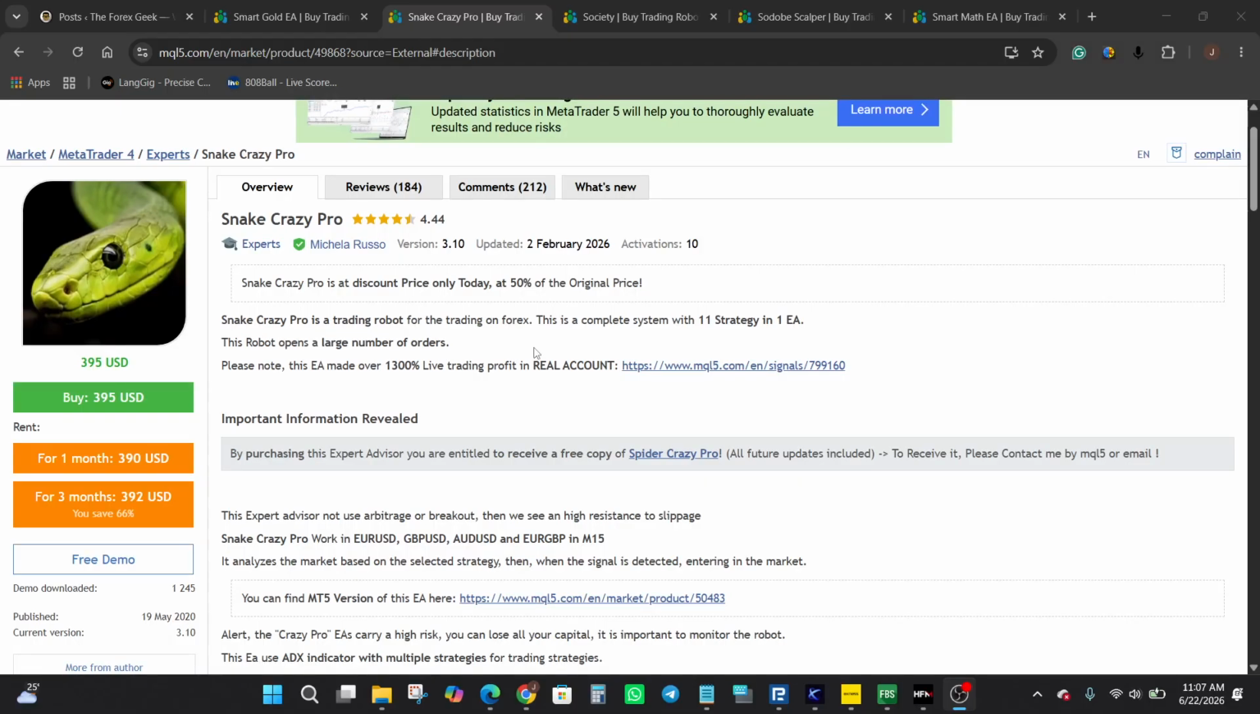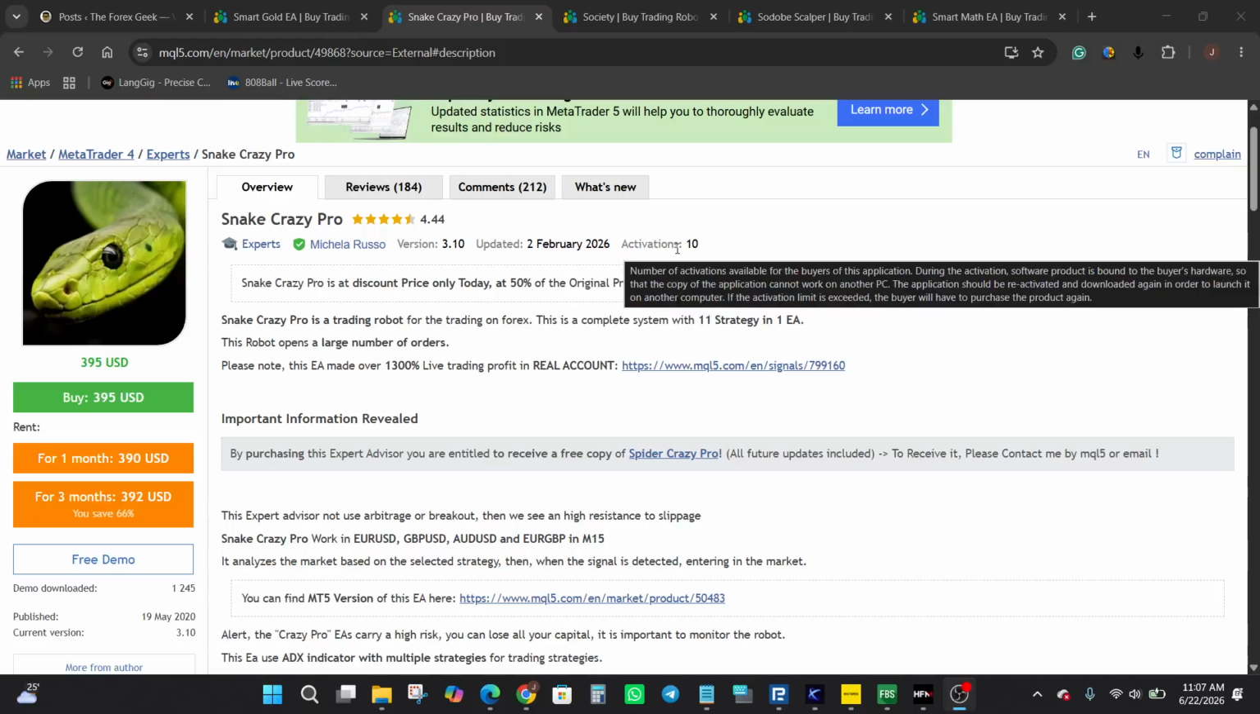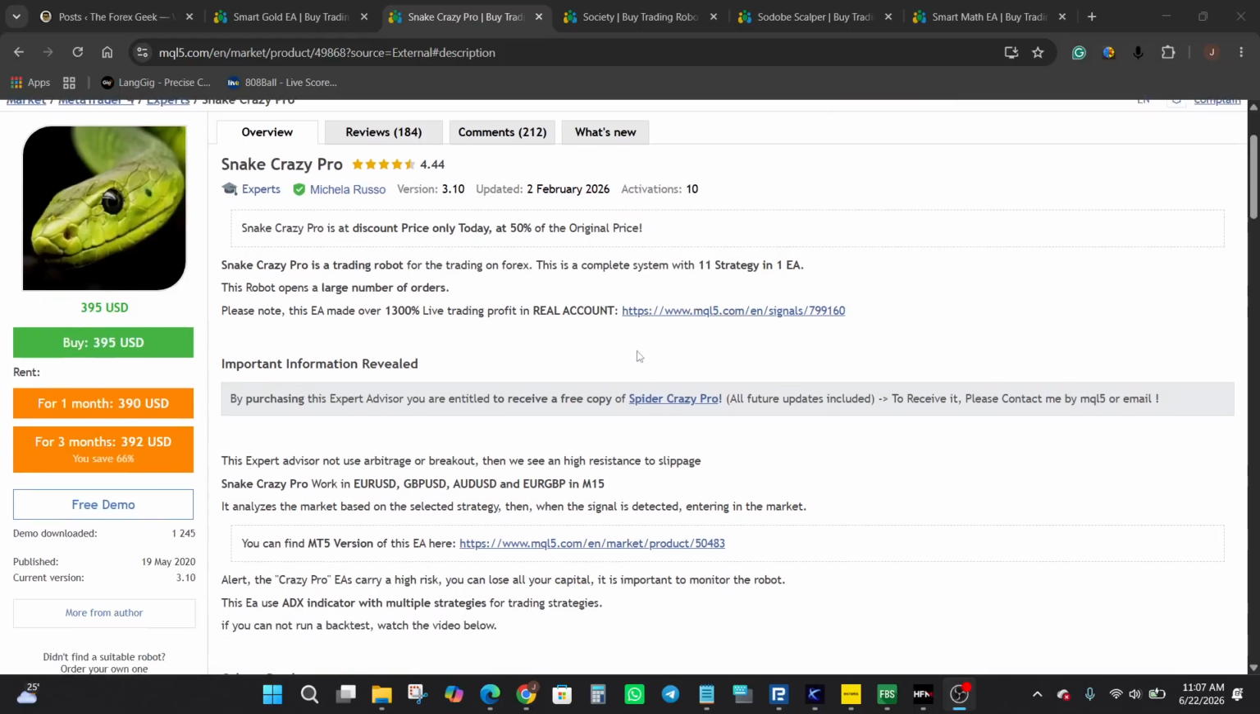Starting here on the Marketplace page, we can see that the EA is developed by Michela Russo. The purchase price is listed at $395 and there are also rental options available. 1 month rental is going for $390 and 3 months rental is going for $392. The current version shown is 3.1, updated on February 2nd, 2026, with 10 activations included. The developer describes Snake Crazy Pro as a complete trading system that combines 11 strategies within one EA.